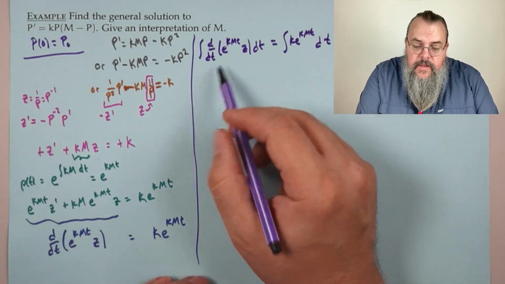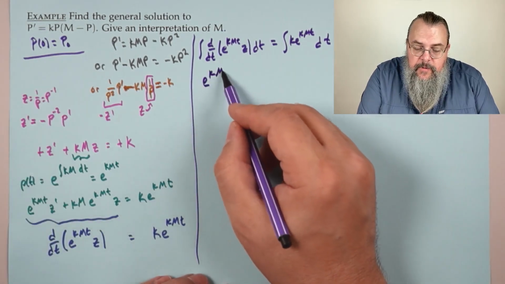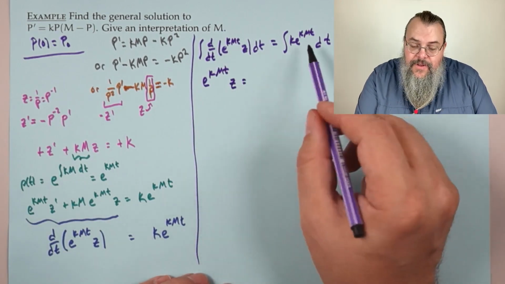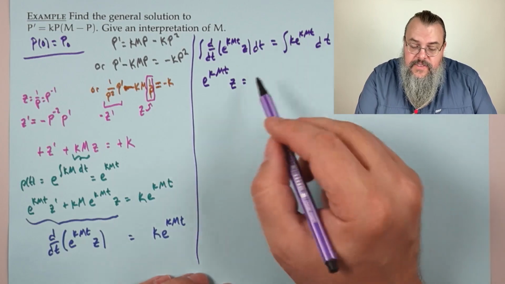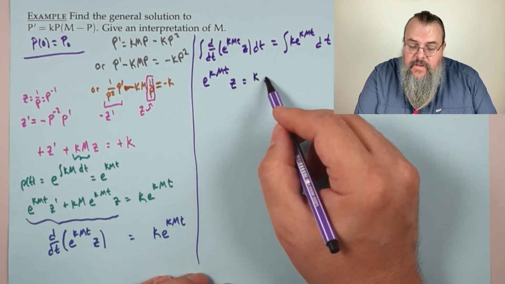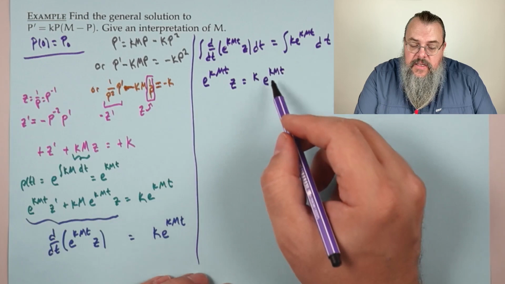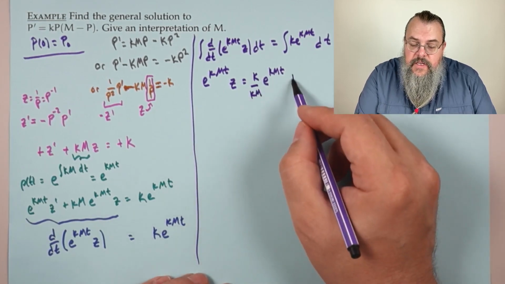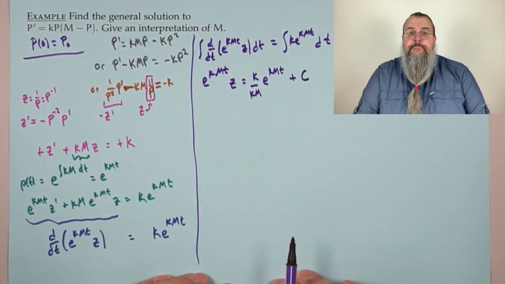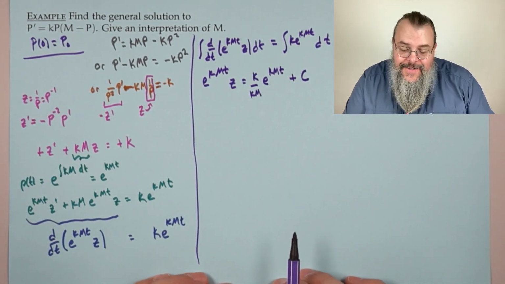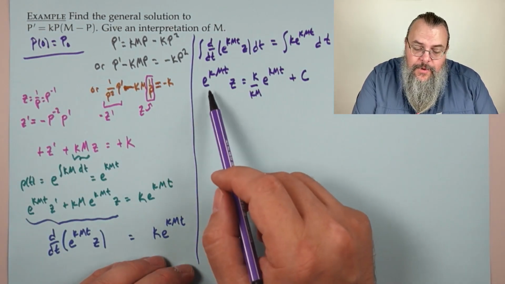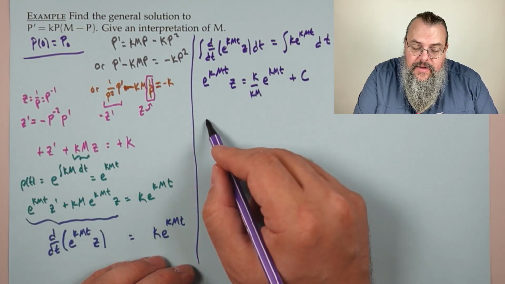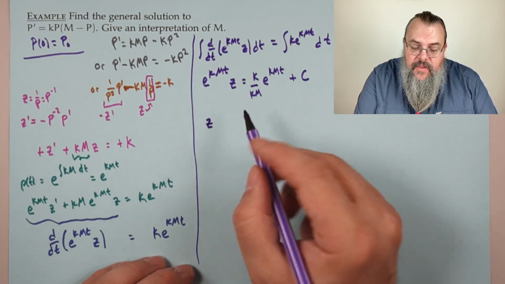So on the left, it's e to the kmt times z. On the right, k and m are all constants. So you have a k, e to the kmt. You have to account for this km, so you divide by k times m. And don't forget you need a plus c. All right, now we're pretty close. We can now divide out by e to the kmt, and that would get rid of the e to the kmt there.